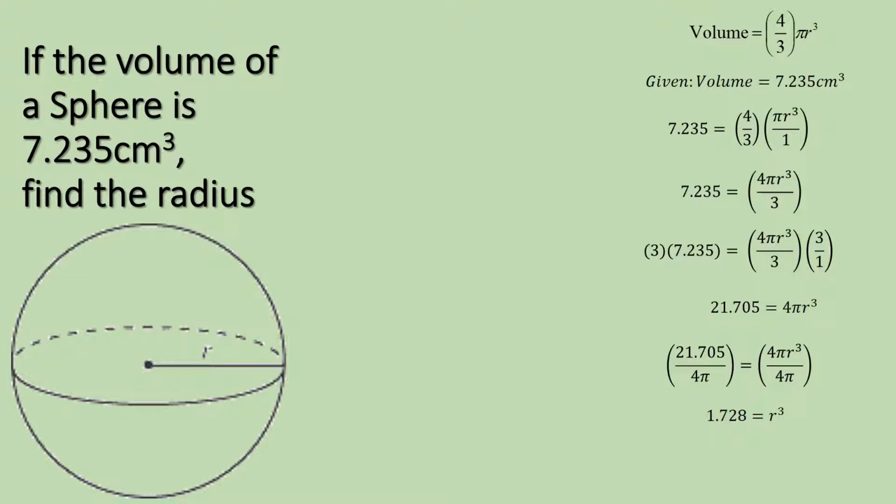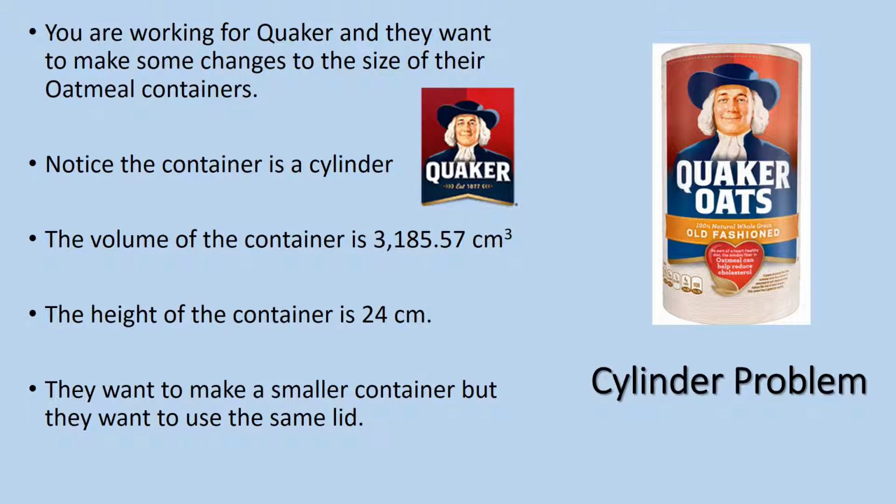I now have r to the third, or the radius cubed, is 1.728. What do I do? I take the cube root of both sides. What is my radius? My radius is 1.2 centimeters. Notice we still write down the formula, write down the givens, plug them in, and then solve for the missing measurement or value. Alright, here's a little more difficult.